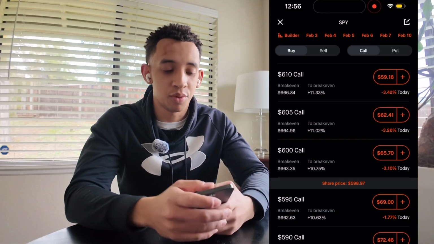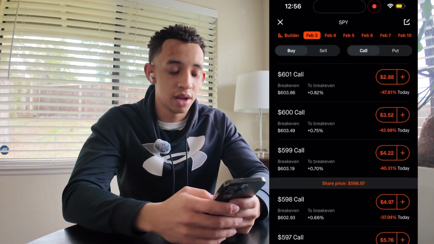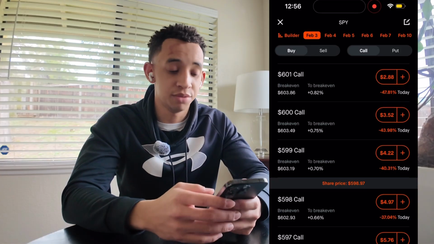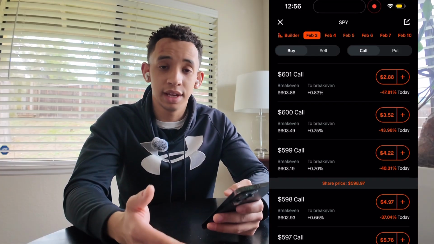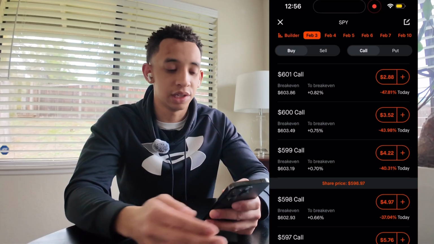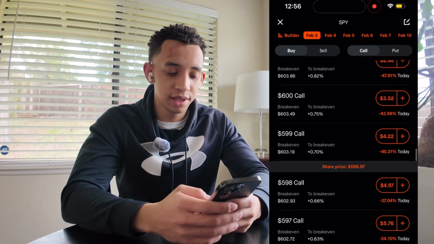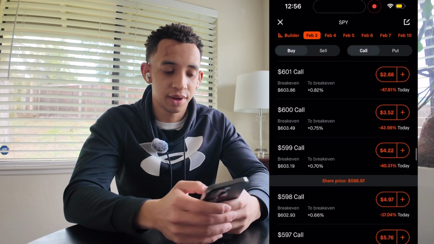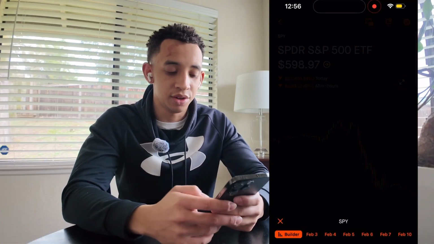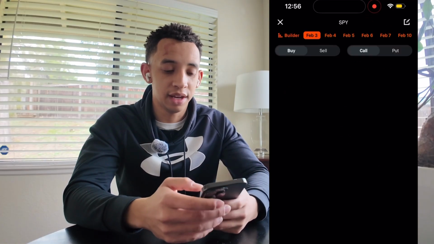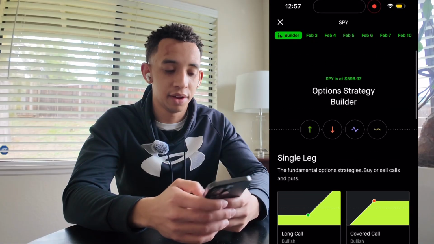But for this example, we're going to go with a quicker one, so let's say February 3rd, which is Monday or tomorrow. Currently it is Sunday when I'm recording this, so the market is closed, and it will show you the share price, okay? The most important thing here is you just hit trade options and then you pick your date. Don't worry about all of this other stuff in here, okay?